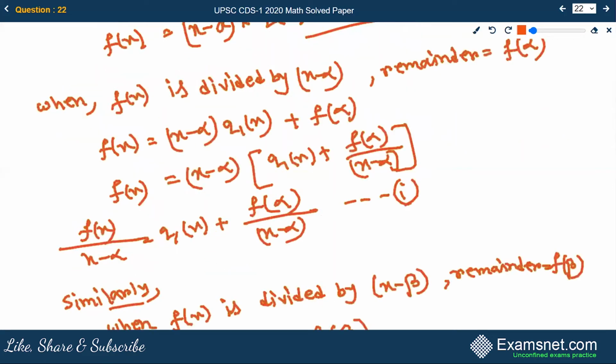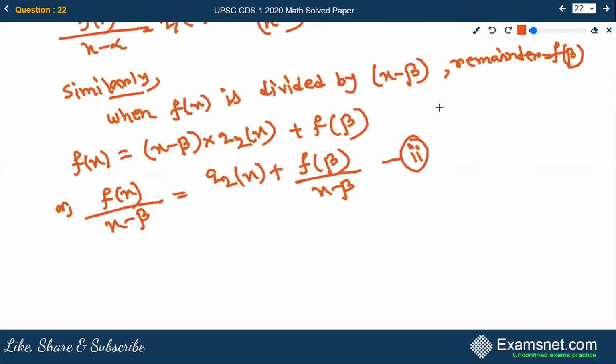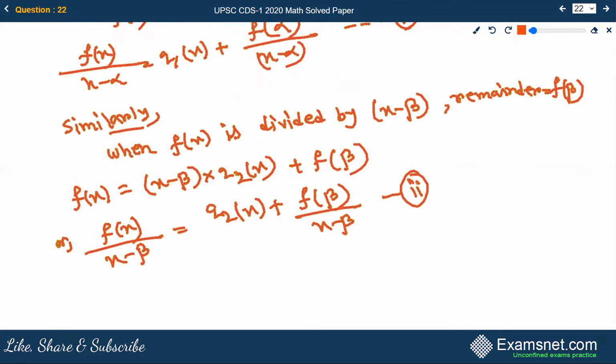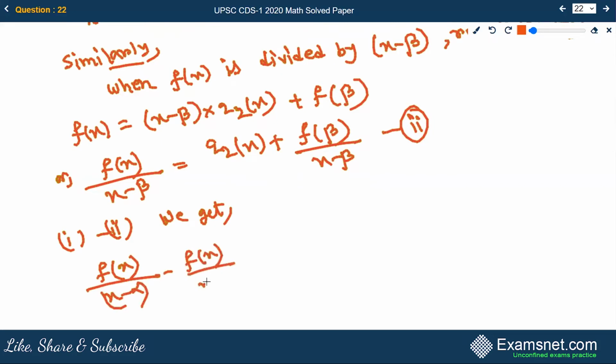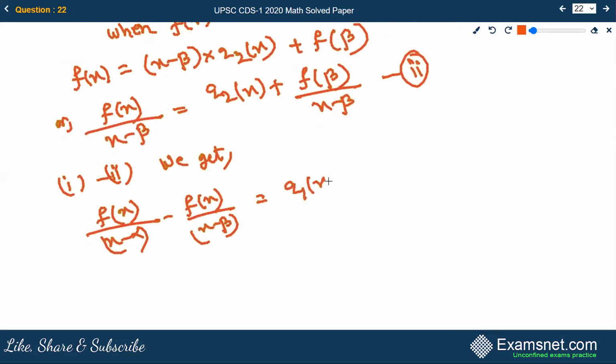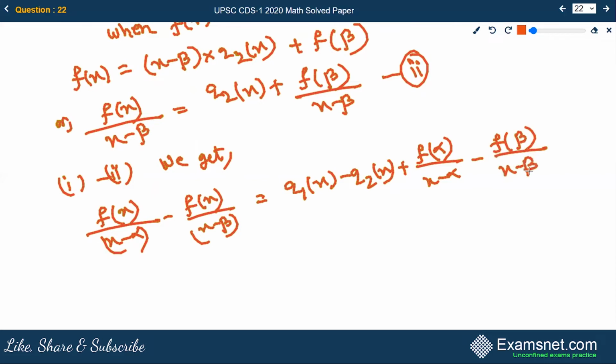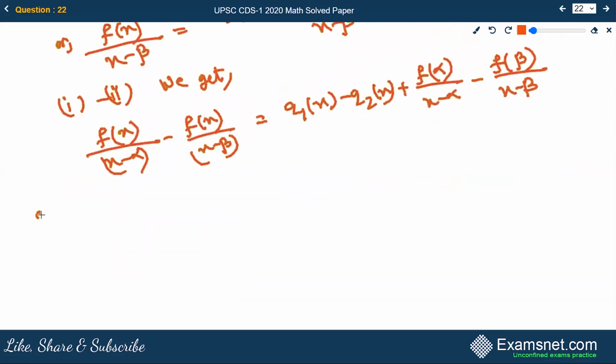So from here, if we subtract 2 from 1, we will get f of x by x minus alpha minus f of x by x minus beta equals q1x minus q2x plus f of alpha by x minus alpha minus f of beta by x minus beta. Further, I can continue with the calculation.